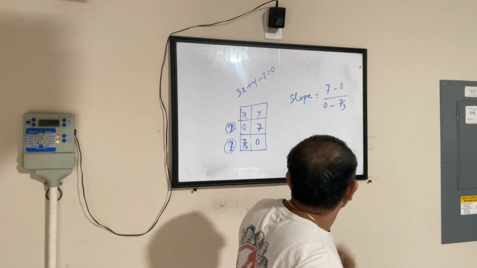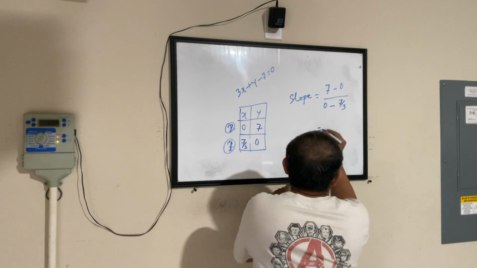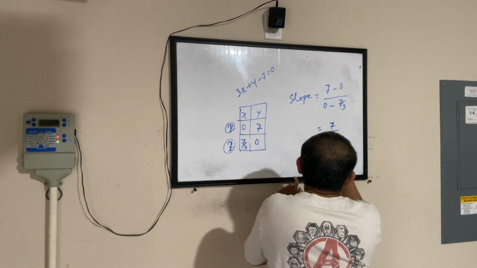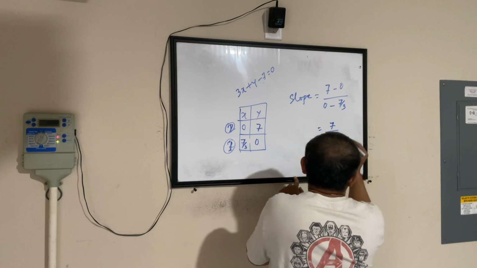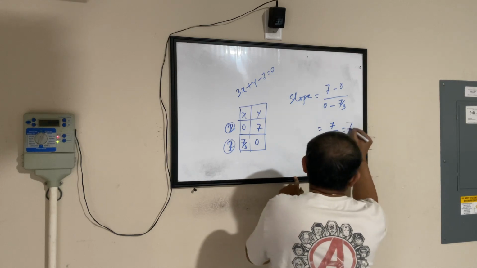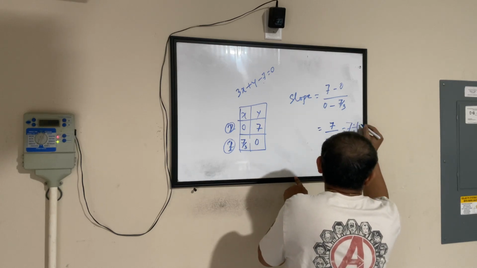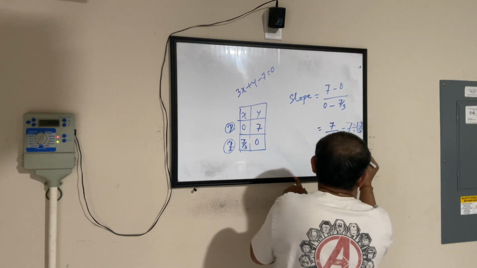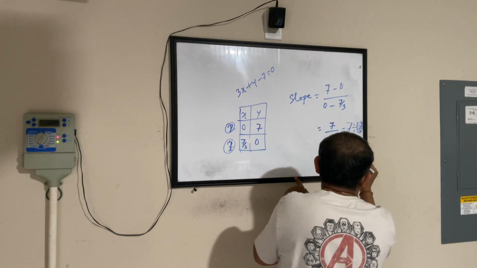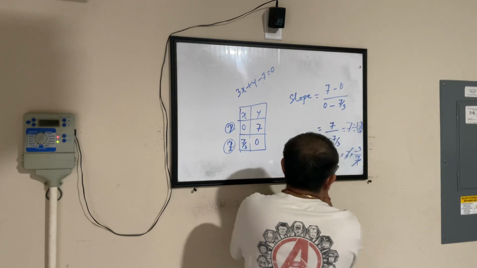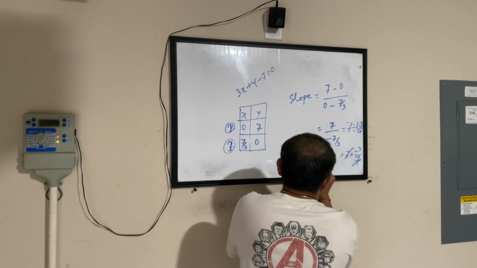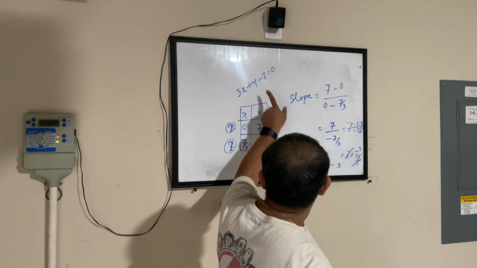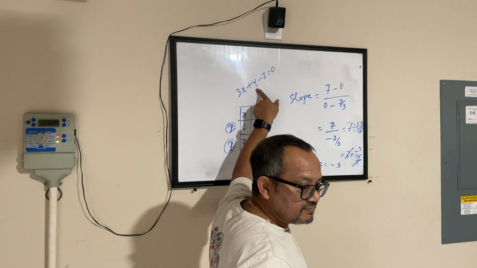Coming back to this one. Now, this gives me slope of 7 by minus 7 by 3. So this becomes 7 divided by minus 7 by 3, or 7 multiplied by minus 3 by 7. And this becomes minus 3. Slope became minus 3. Now you go back to this equation. Okay?